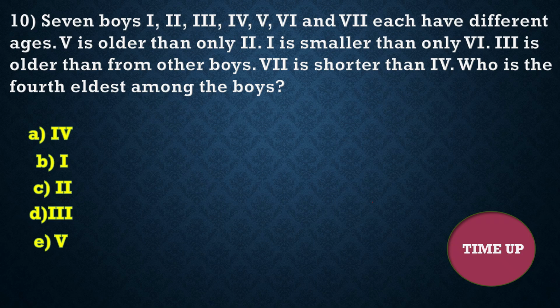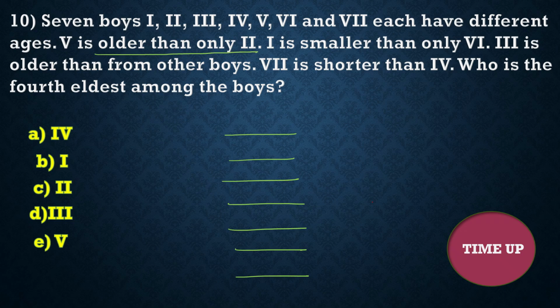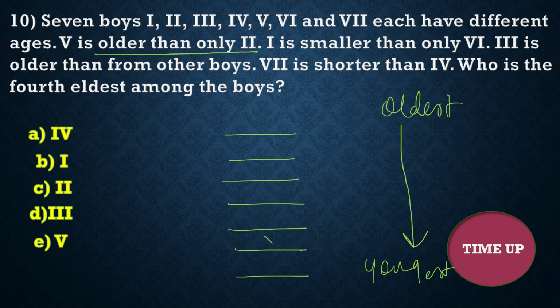Who is the fourth eldest among the boys is asked, correct? 1, 2, 3, 4, 5, 6, 7 boys are there. V is older than only 2. So if this is the oldest and this is the youngest you have, correct? So when you come downwards from oldest to youngest. Sorry, not V, fifth is older than only 2. Fifth will be older than only 2. Then this will be the arrangement.